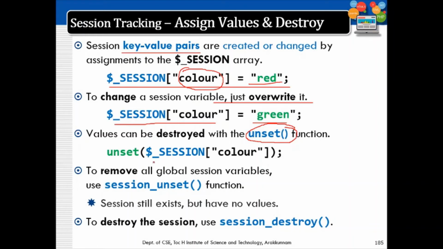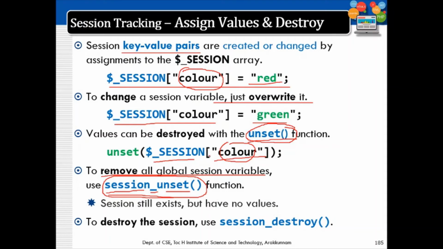So same, $_SESSION is an array, so you can use the unset function. So unset $_SESSION and if you give color, then that particular value will be unset. And this will be unsetting only the color value, or this particular variable alone. If you want to remove all global session variables, you have to use session_unset.